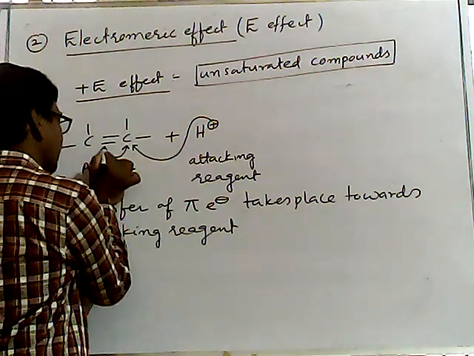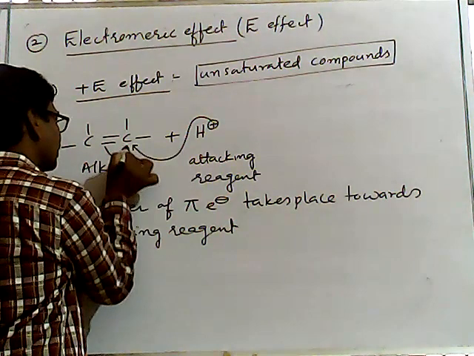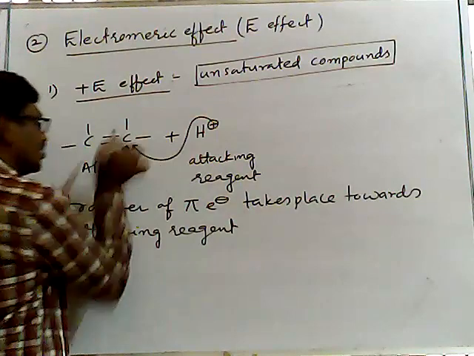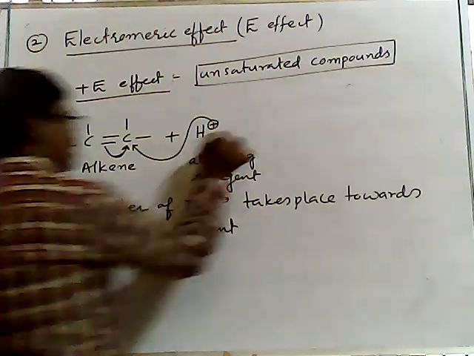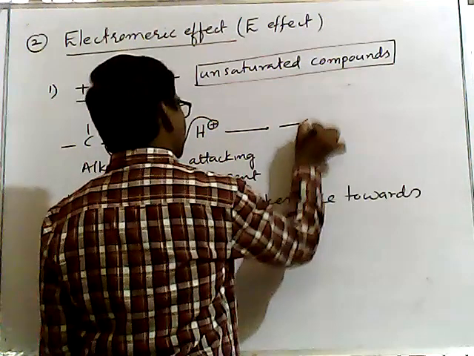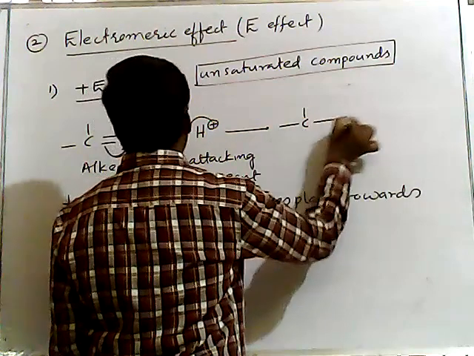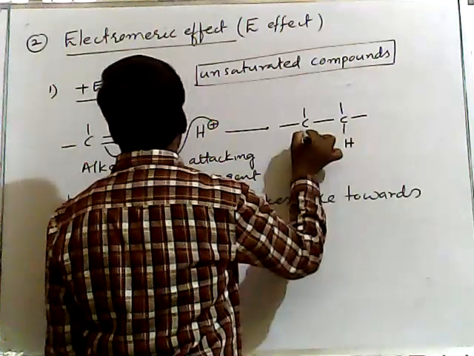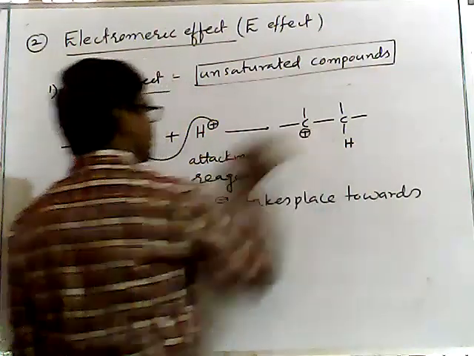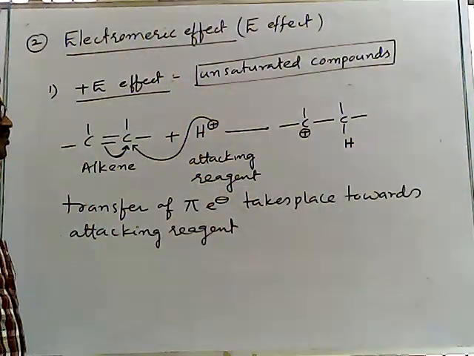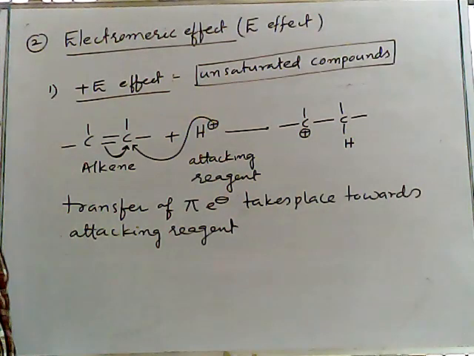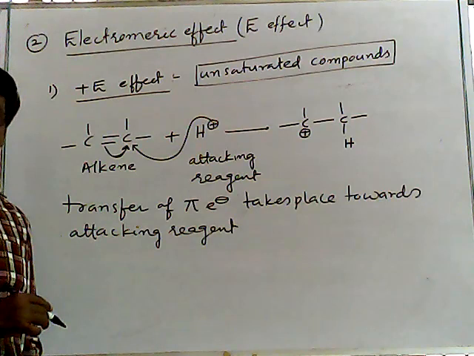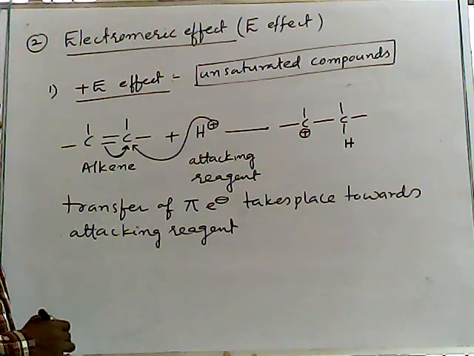See here, these pi electrons are moving towards this carbon. Towards this carbon only, this attacking reagent is coming. So finally what we get is that this bond becomes a single bond, and here we can write hydrogen, and here it will get a positive charge. So this is about the plus E effect. In alkenes and alkynes we can expect the same.